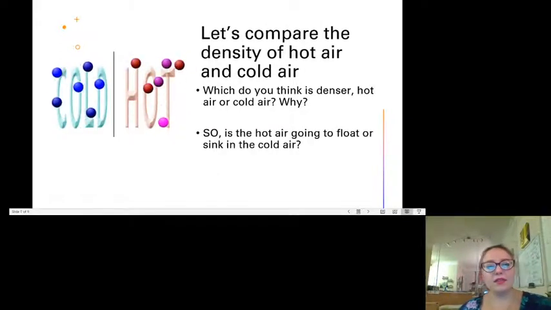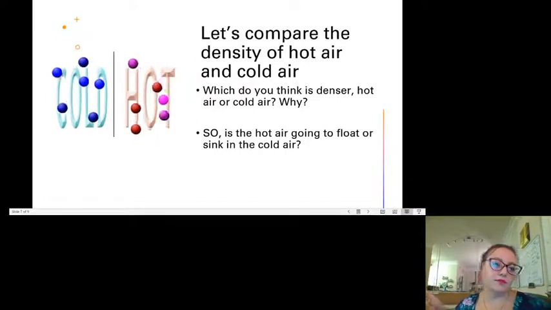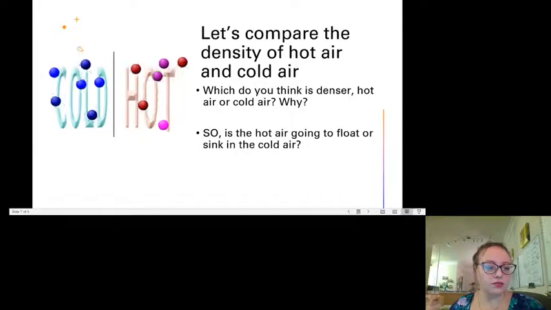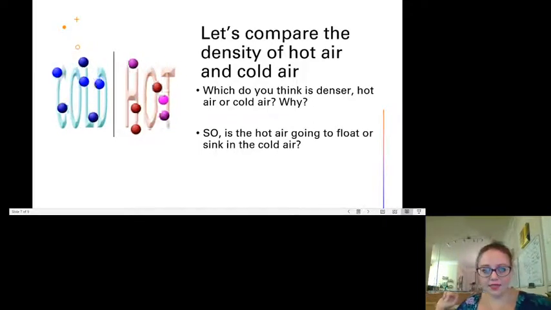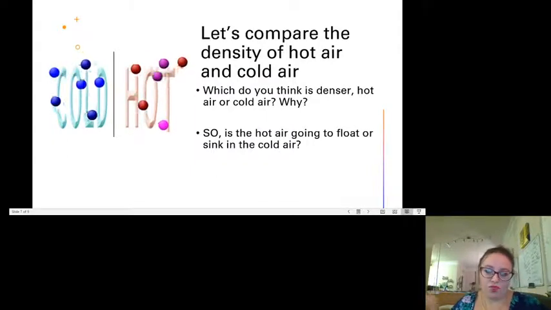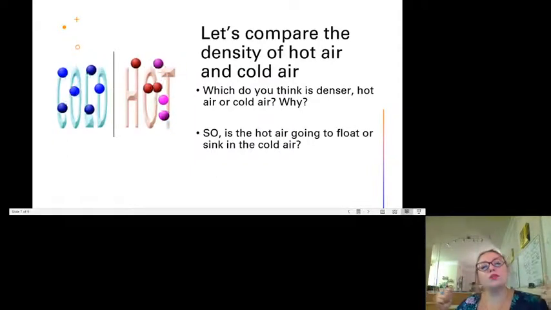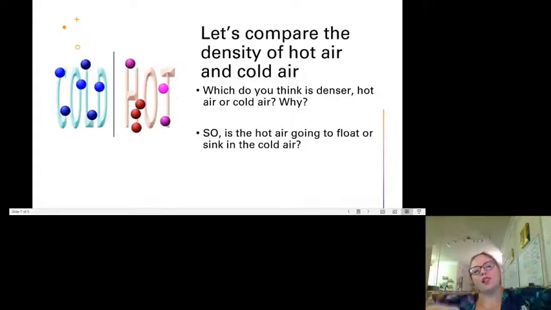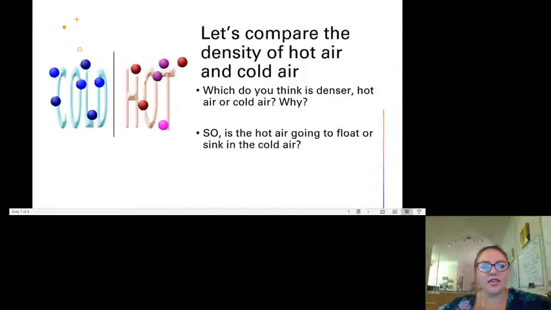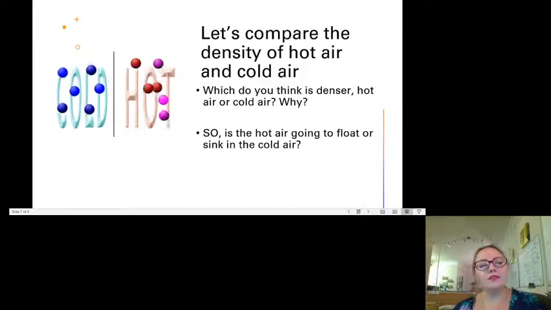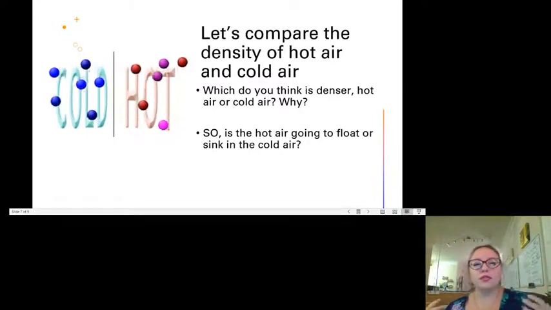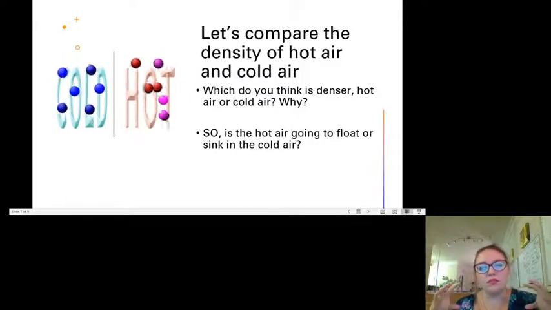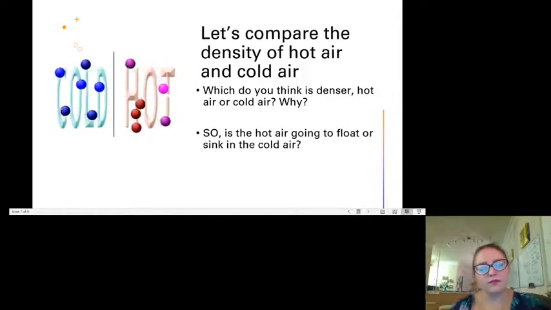So now that we're thinking about that, if we have hot air and we have cold air, which one do you think is denser? Have you ever heard the phrase heat rises? Well, it's true. The hot air, like we were talking about, those molecules are moving apart faster because they're in the gas phase and you're heating them up. And so that makes hot air not as dense as cold air, because those cold air molecules are not moving as fast, so they're closer together.